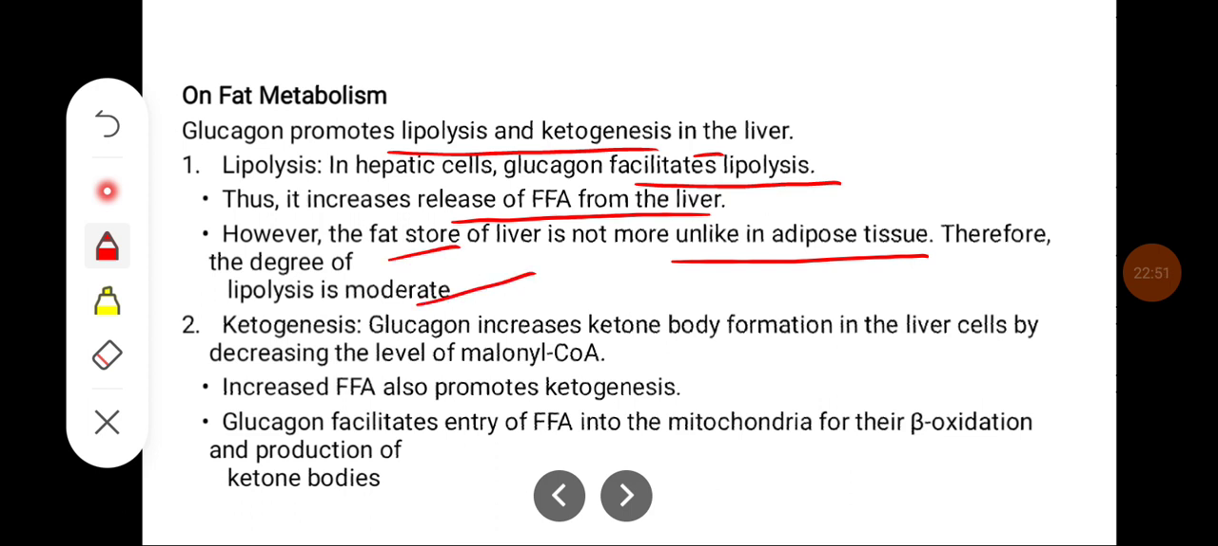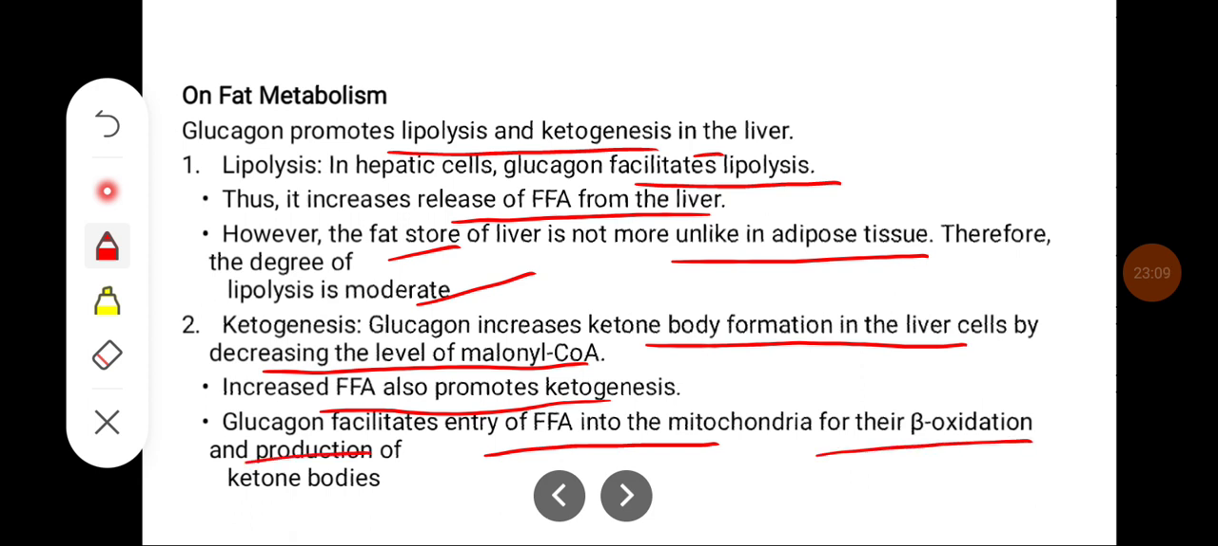Glucagon increases ketone body formation in the liver cells by decreasing the level of malonyl CoA. Increased free fatty acids also promote ketogenesis. Glucagon facilitates the entry of free fatty acids into the mitochondria for the beta oxidation and production of ketone bodies.